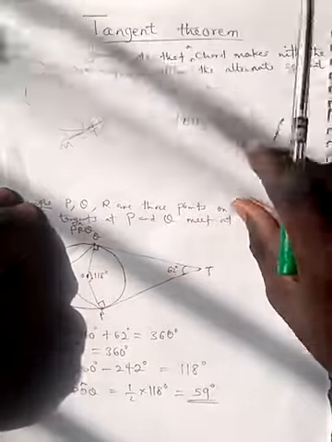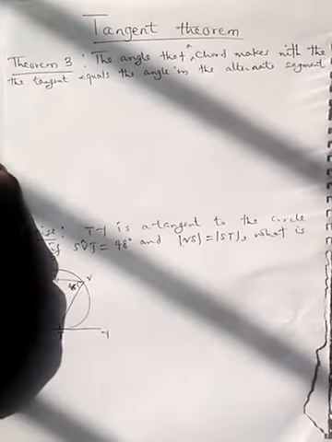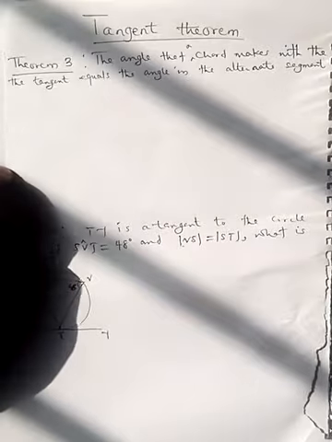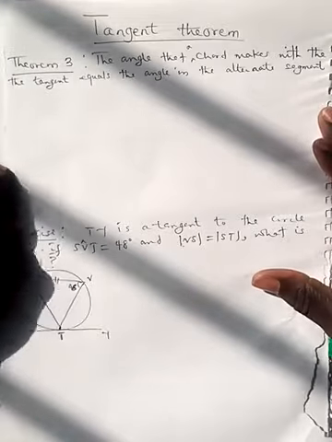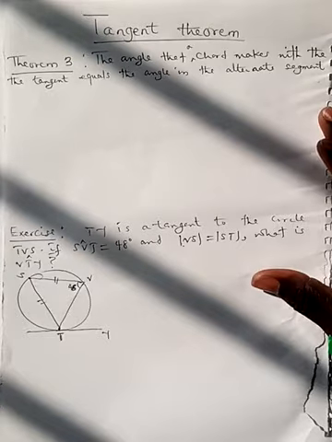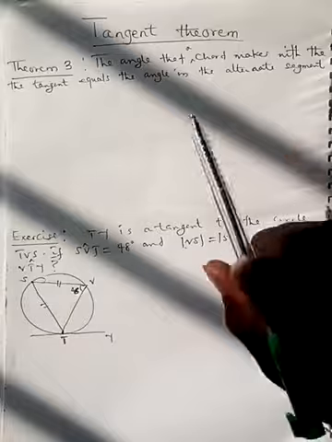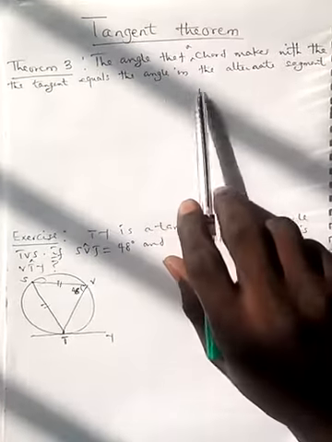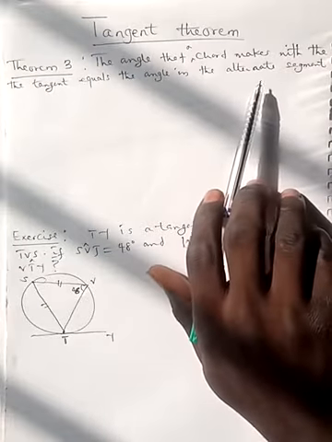So today we are going to look at another theorem, which will be the last theorem in this session, and then that will end circle geometry. The theorem states that the angle that a chord makes with the tangent equals the angle in the alternate segment.